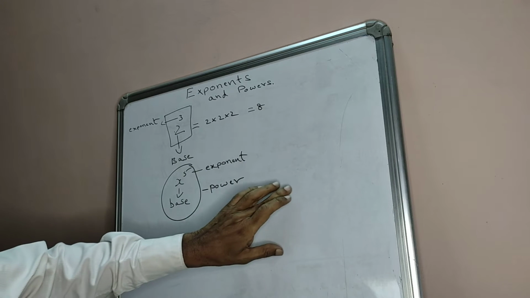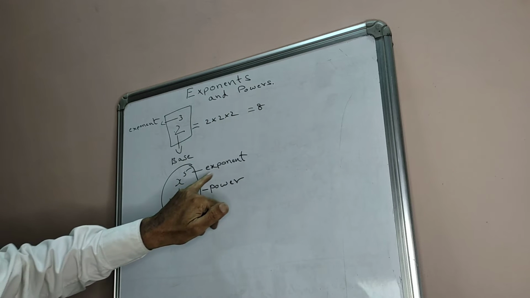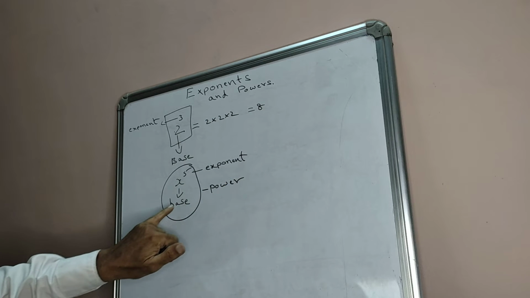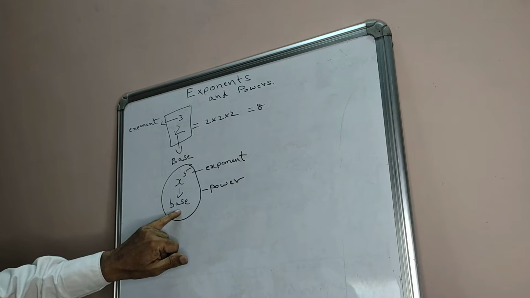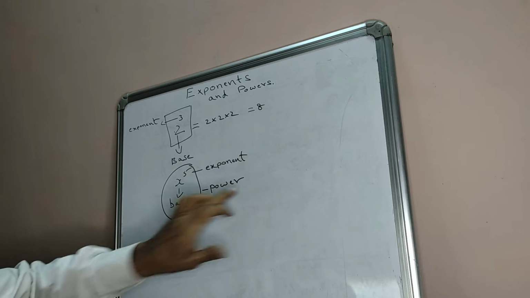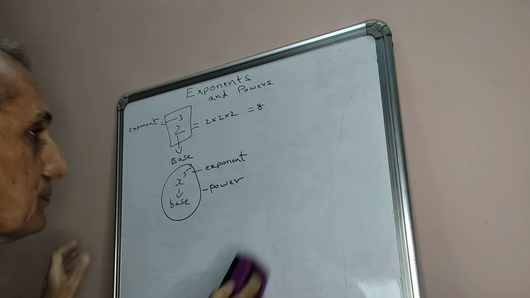Any number or a variable raised to a certain power, that becomes the exponent. The number which is getting raised is called the base. The entire thing is called the power. So far so good.